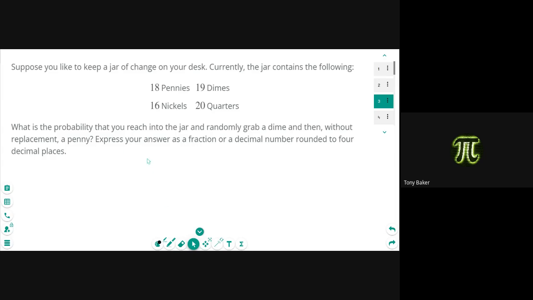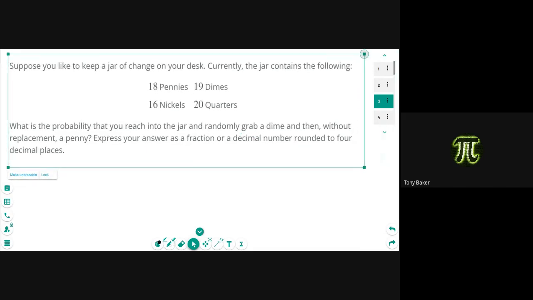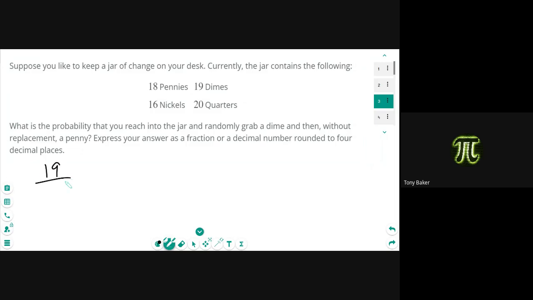So remember, probability is what you want over what you have, right? So dime is what? 19 out of 73. So that's the first one. Now, without replacement means what? I'm not putting that back. So what changes?